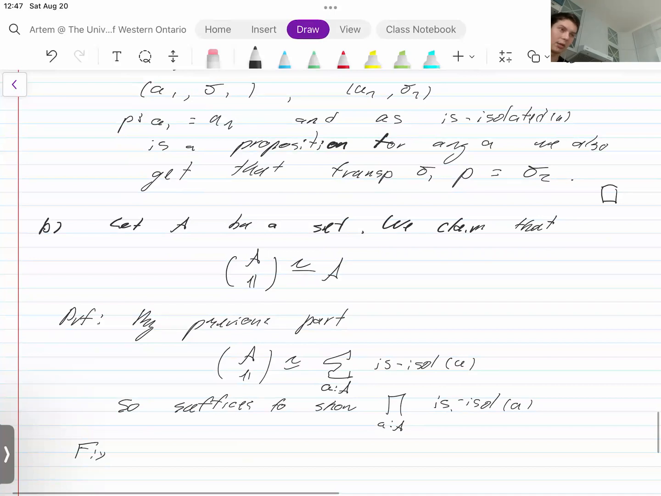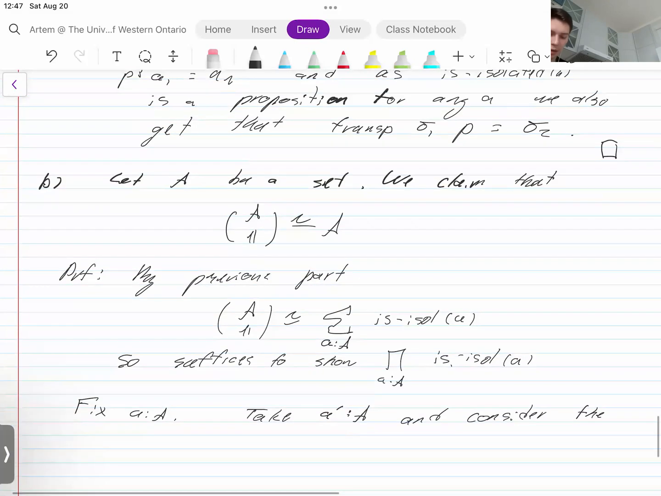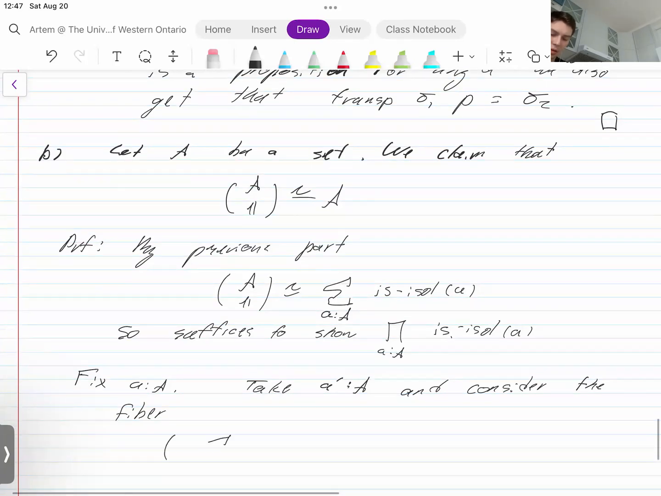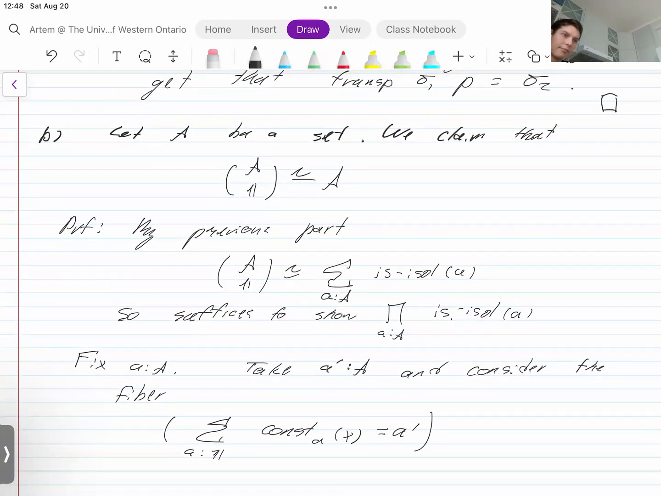So fix a in A, take a prime in A and consider the fiber sigma x in 1, constant a of x equals a prime. So simply considering what this type is, and by induction on the unit type and by the identity type, this is just going to be equivalent to a equals a prime. So checking something in the fiber, like whether a constant function mapping to a applied to x is going to be the same element, is the same as checking that those two elements are the same, since again we're just using a constant function.